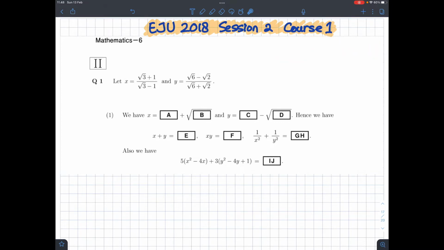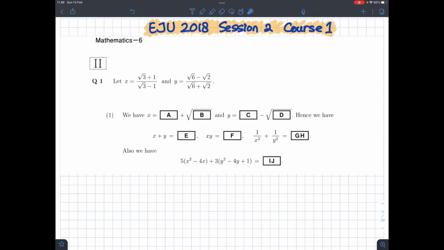Actually, course 1 and course 2 have the same part 1. But from part 2 until part 4, they have different material and different problems. In this part 2, there are 2 questions. This is the first part.